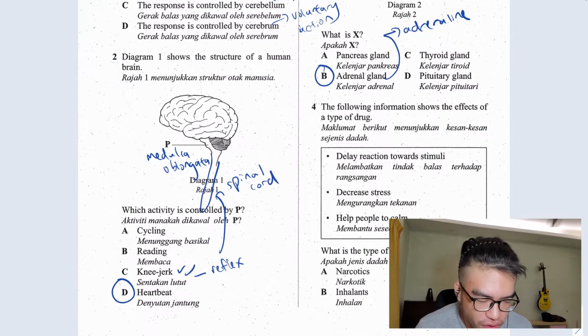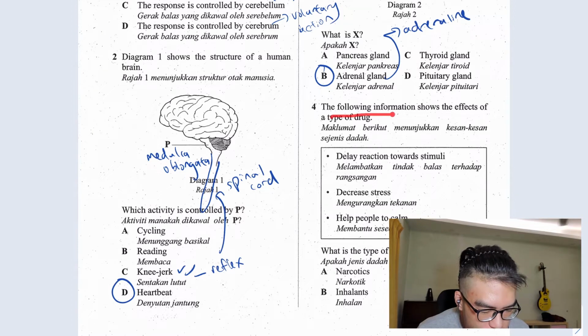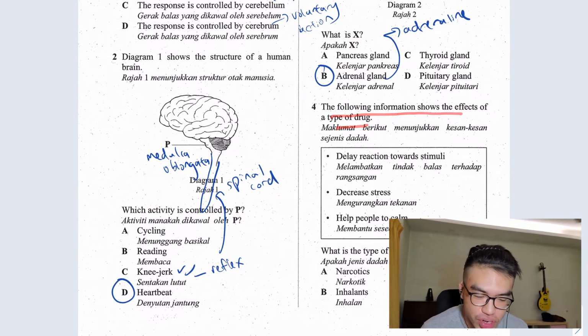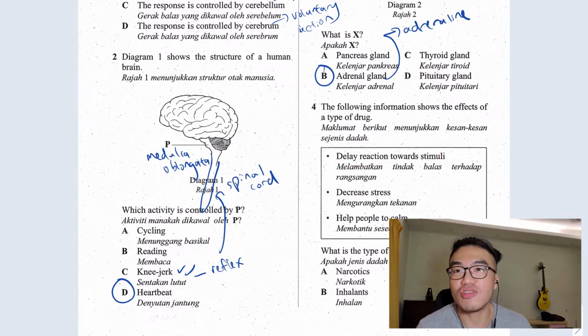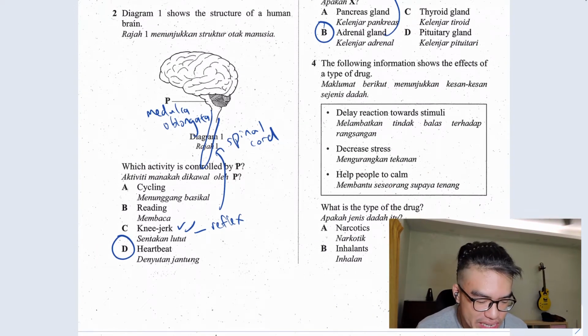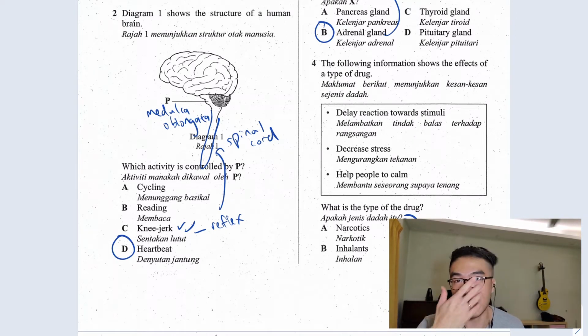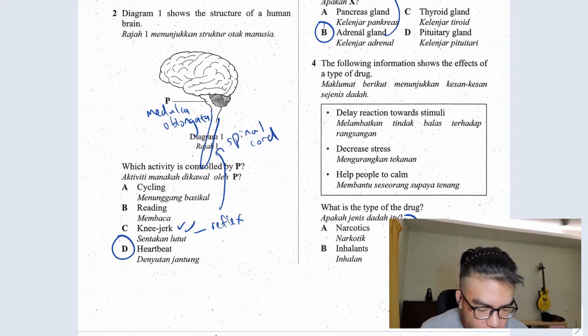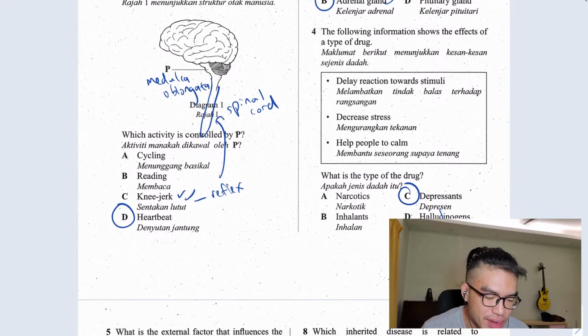Moving on, question 4. The following information shows the effect of a type of drug. Delayed reaction towards stimuli, decreased stress, help people to stay calm. This is the drug that slows you down. What is the drug that slows you down? That would be our depressant. For example, alcohol. This is the first example. And of course, barbiturate. That would be your sleeping pill.